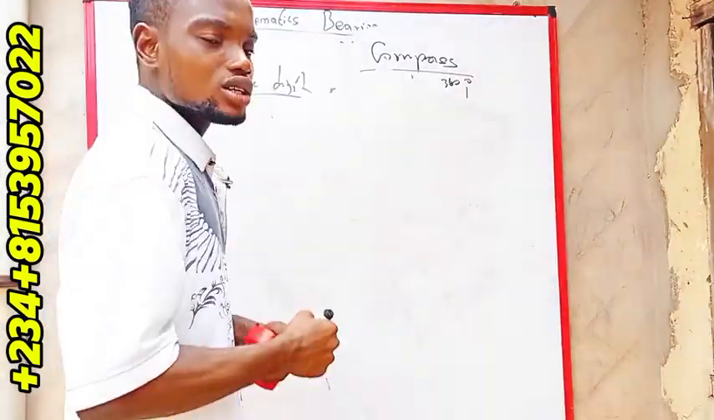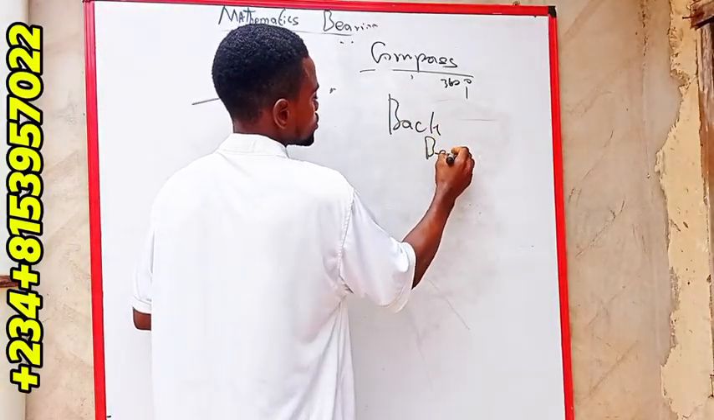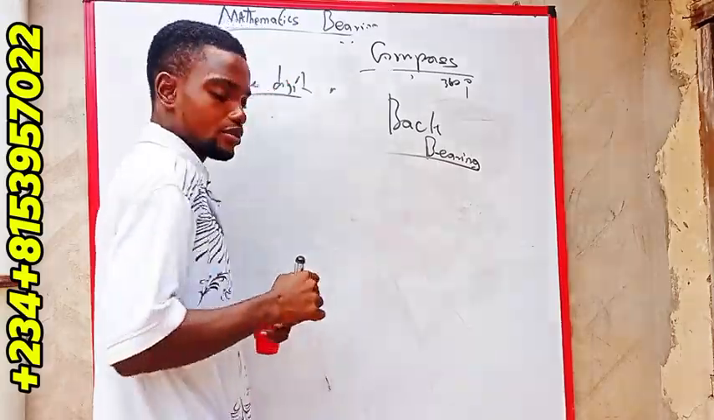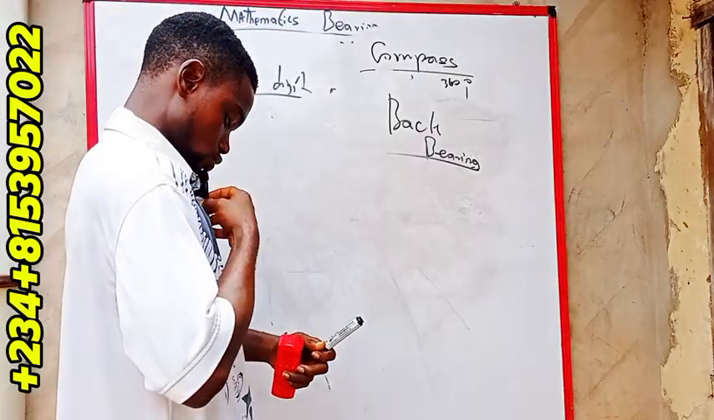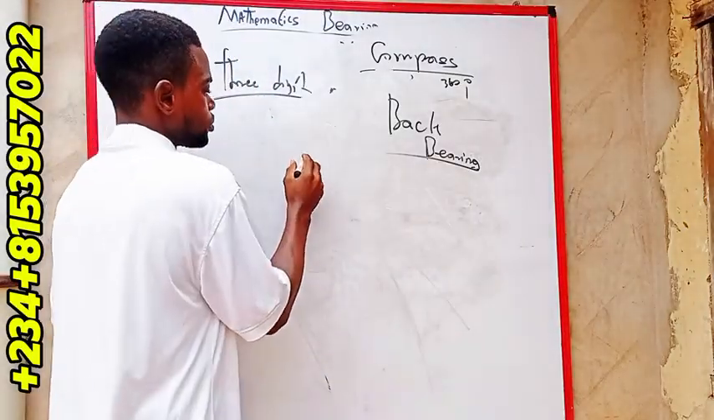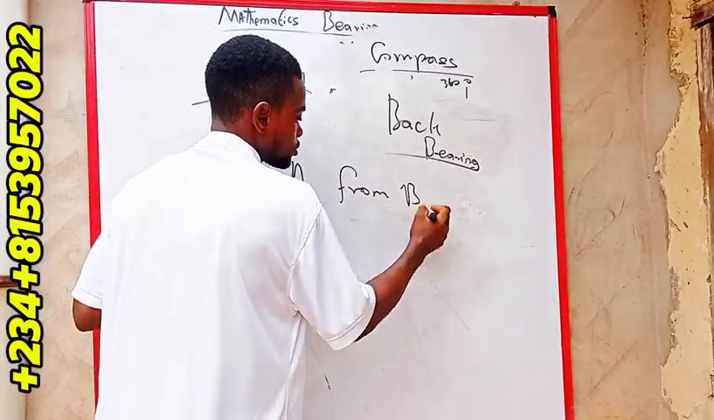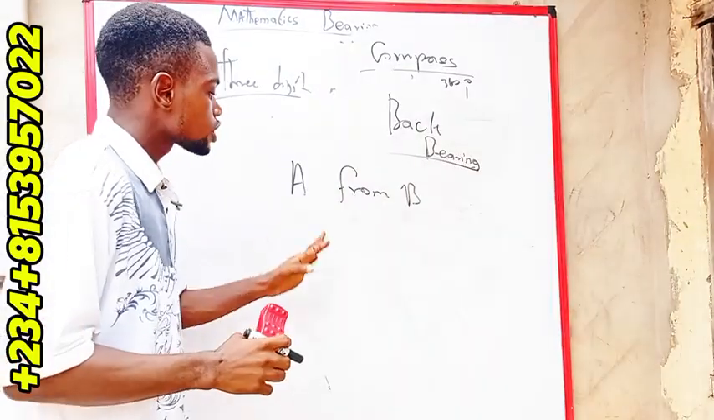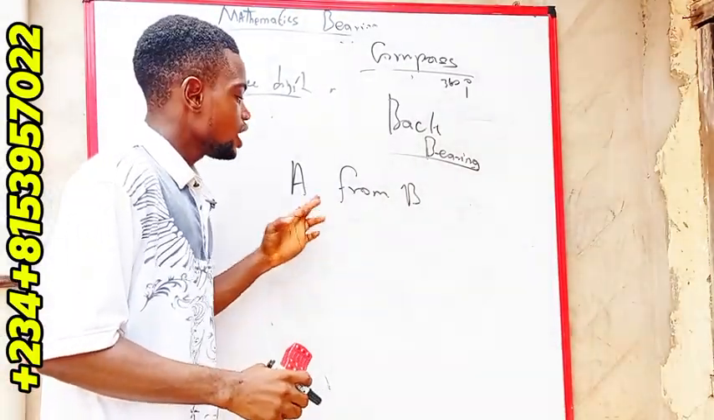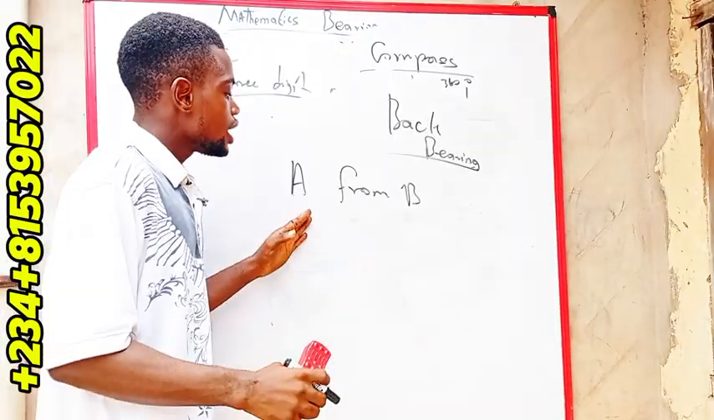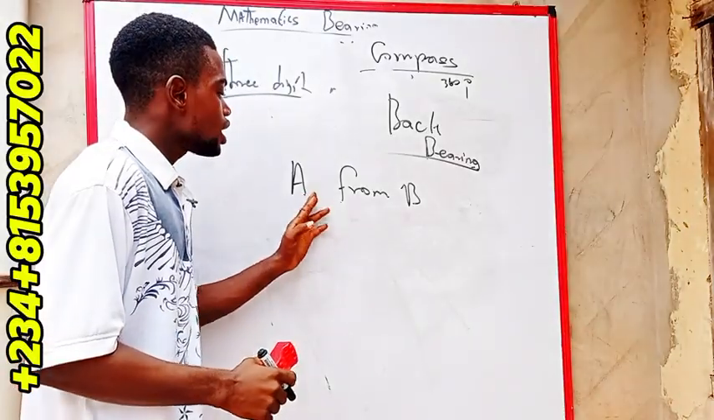Now, the last one you have to know is back bearing. What is back bearing? Before you know what is back bearing, let's say that somebody is moving from A from B. What does this mean? A from B. You always get to know what this means. Where is the starting point? Where is the destination? A from B.